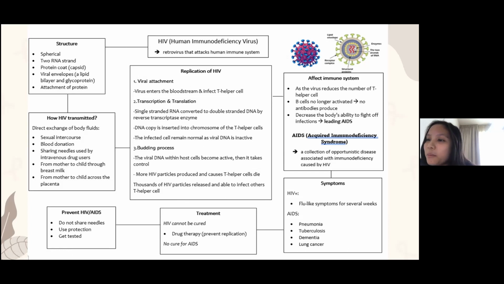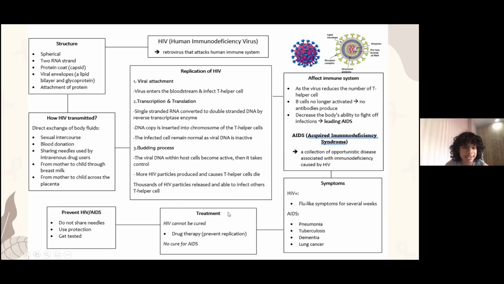So what are the symptoms of being HIV positive? What happens when you're HIV positive? You'll first develop flu-like symptoms, which will last for several weeks. Symptoms of AIDS are such as pneumonia, tuberculosis, dementia, and lung cancer. And now I'll pass it on to SUFFIAN.